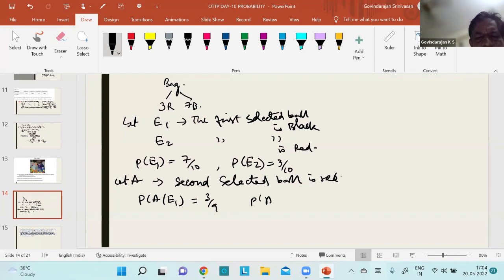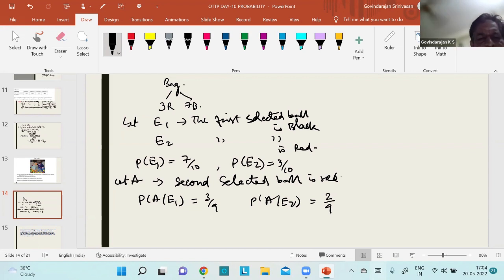And the probability of A given E2: the second selected ball is red color, given that the first one is also red color. So it is 2 by 9. Because already one ball is selected and taken out, the remaining balls will be 9 only. In that, already 1 red ball is taken, therefore 2 red balls remain. Therefore, 2 by 9 is the probability.